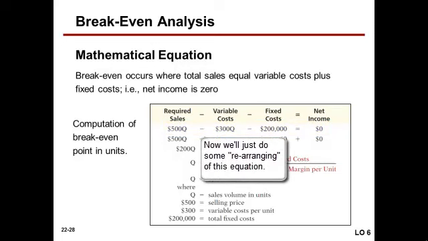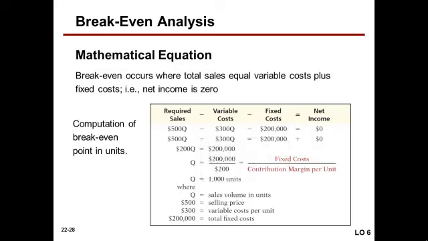Let's begin to isolate our Q quantity on the left-hand side. We'll add $200,000 to both sides, and then the result is $500 times quantity sold minus $300 times quantity sold equals $200,000 fixed cost on the right-hand side plus zero net income, no change. Further reducing it, let's just simplify that second line. $200,000 remains on the right-hand side since there's no net income.